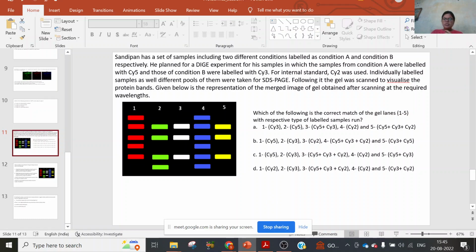Then coming to 3 and 5. The pooled sample of Cy5 and Cy3 will give a yellow colored band. And whenever you are pooling all your condition A, B as well as the internal standard, generally Cy2 is used as an internal standard for DIGE experiment. Then when you are mixing all the three, you will get this band. So your correct option is option C.